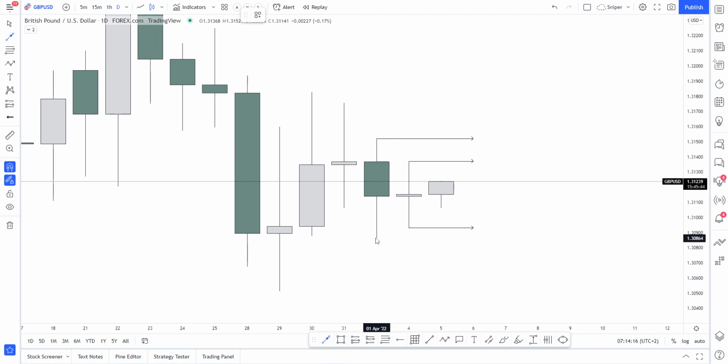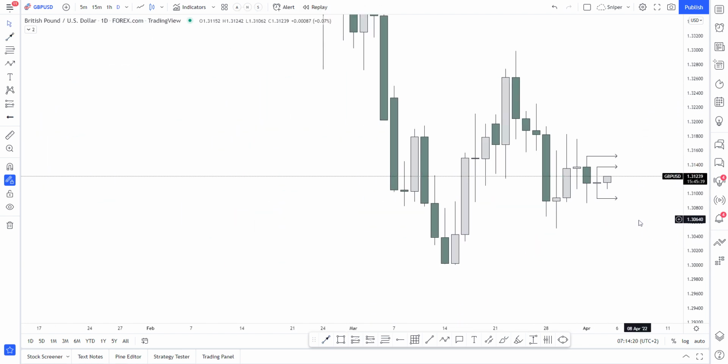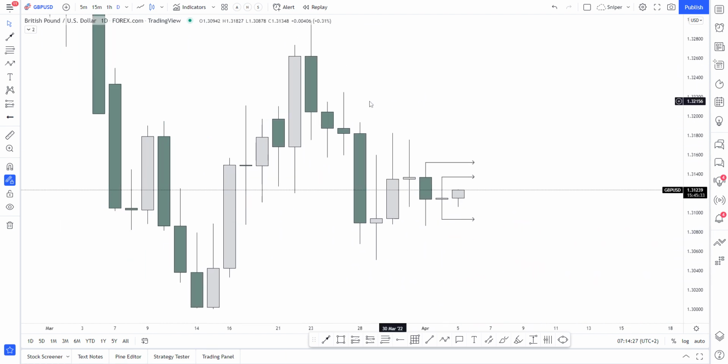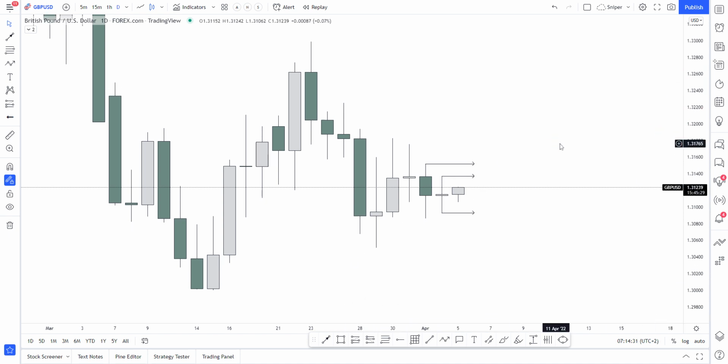Obviously, this wick as well, but it's interesting to see that we're failing to make lower lows, and we're failing to make higher highs. So downtrend, uptrend. Let's see what the lower time frame shows us.